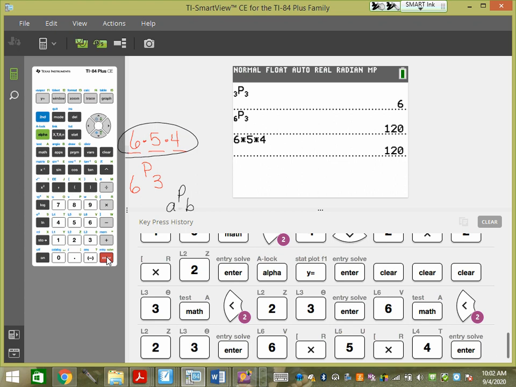So we know we can use the P when we start at a number and go down by 1 each time. All right? Okay.